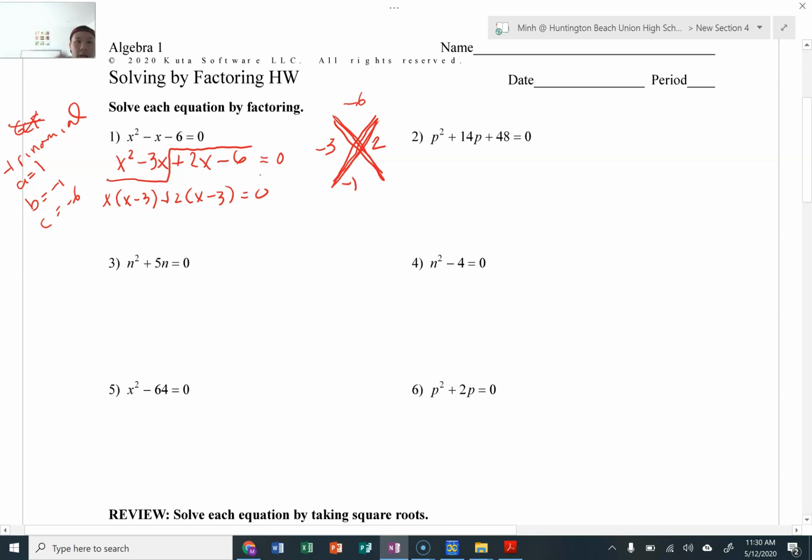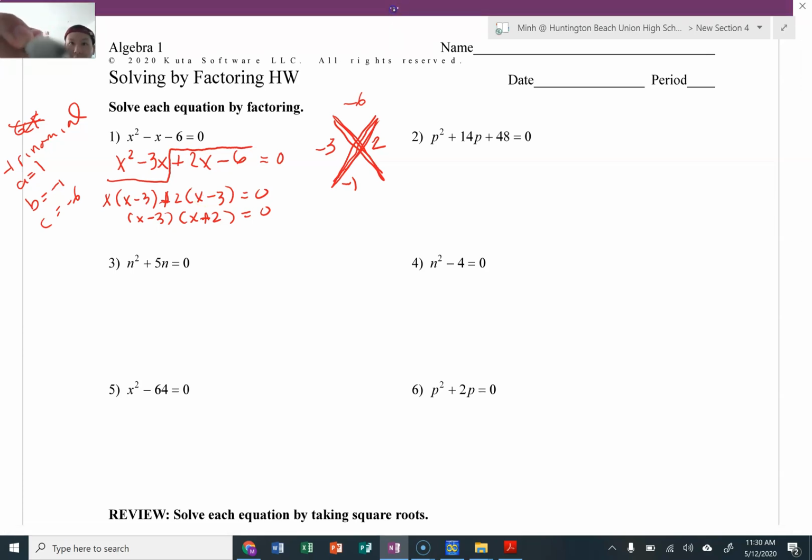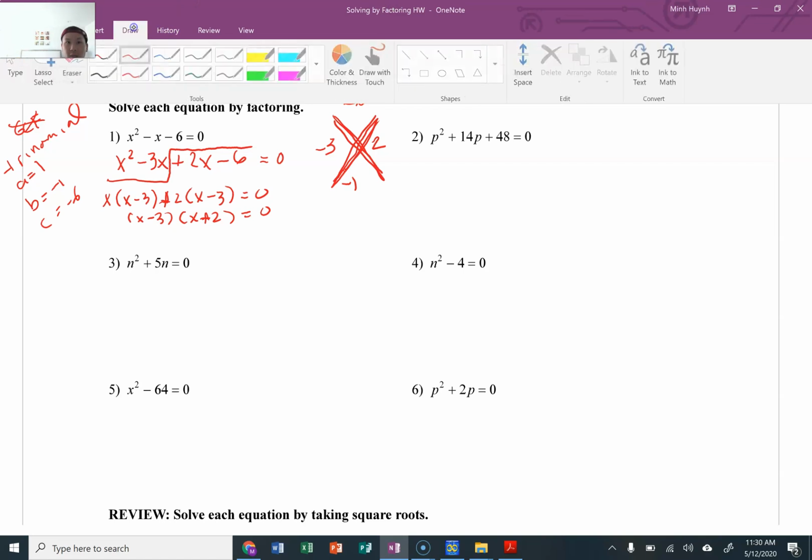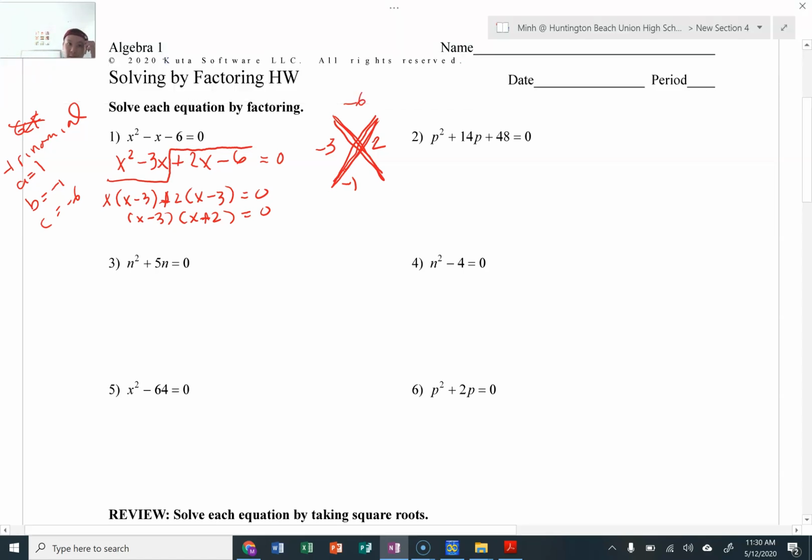Now I can finish the factoring portion. That's going to be x minus 3 times x plus 2 is equal to 0. Now when we solve this, it's one last step. I'm going to do that in blue because I want to make sure you know that this is the brand new part of the lesson.